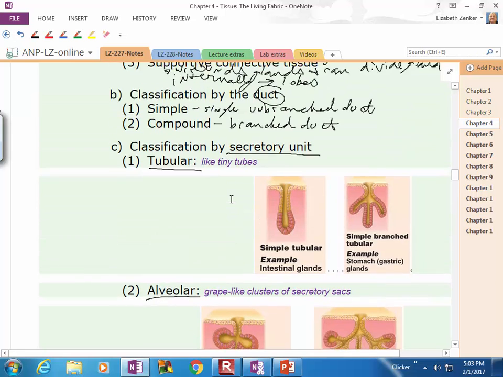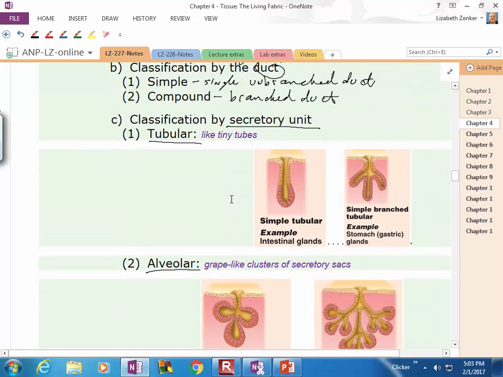Okay, so if we come back up and look at the picture here. Simple meant a single duct, right? So here's your single duct, and the pink part here is the secretory unit. If it's tube-shaped like this, that's why it was tubular. And this one was branched, so it's simple because it had one duct, but it's branched tubular because it had 1, 2, 3 different branches or tubules on there, okay?